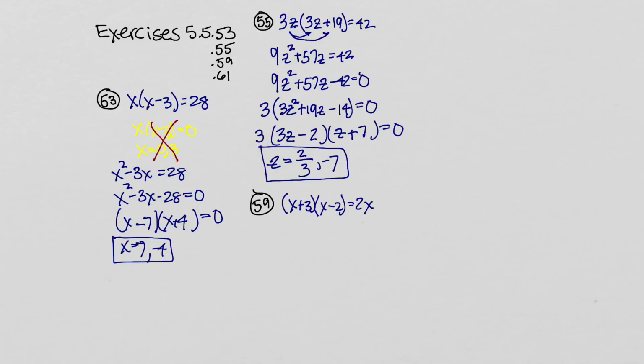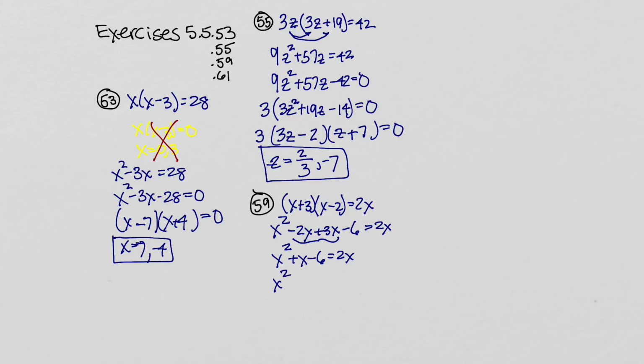In 59, we don't have a 0 over here, so I can't just read off the solution as negative 3 and 2. So I'm going to have to multiply these two factors together. So let's do that. So we'll get x squared. Now the outer product is negative 2x. The inner product is plus 3x, and then a minus 6, the last on the last. That's equal to 2x. These two terms here will combine to give us x squared plus x minus 6 equals 2x. Let's subtract the 2x.